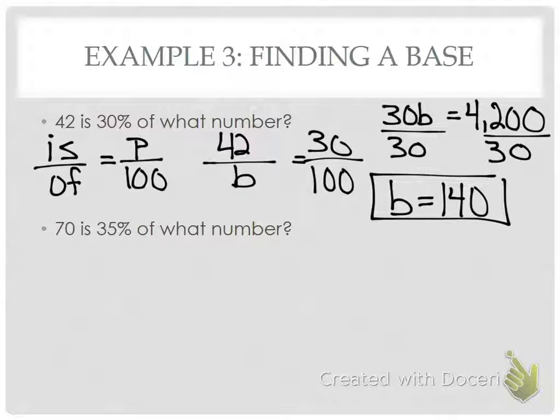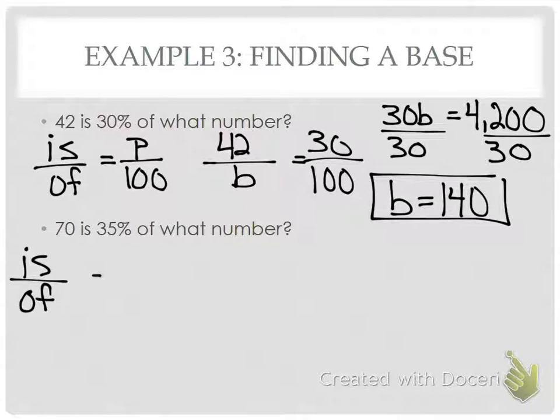70 is 35% of what number? All right, got the answers? Got it right? Loza, did you get it right? What'd you get? Tell me. 200. Did you get that? Well, they agree. So either you got it right and they got it right, or y'all got it wrong, right?